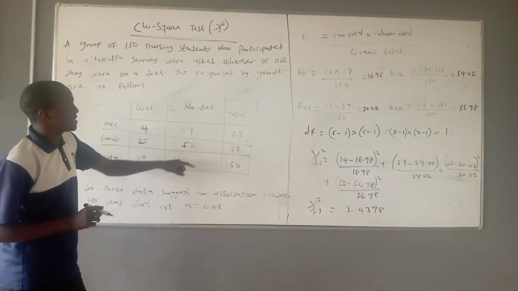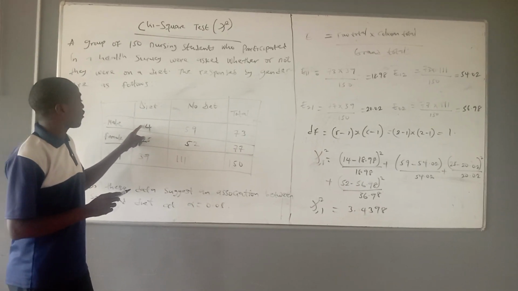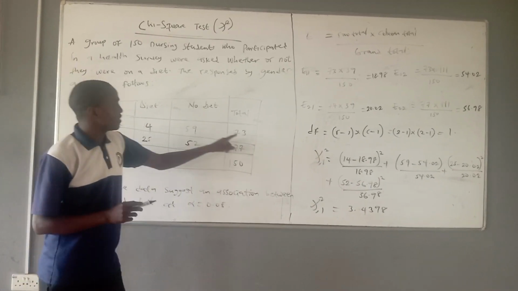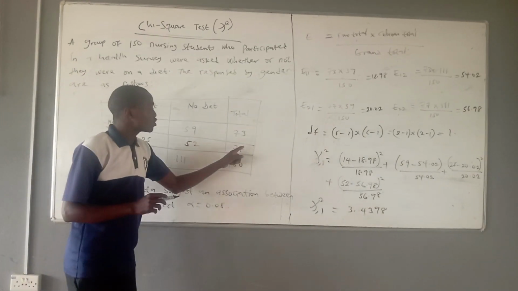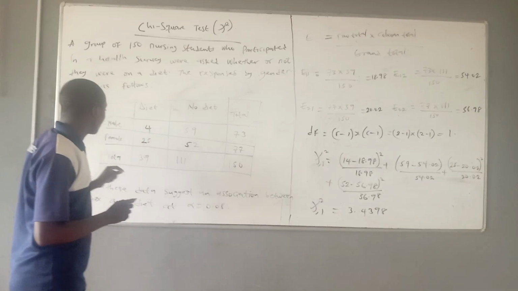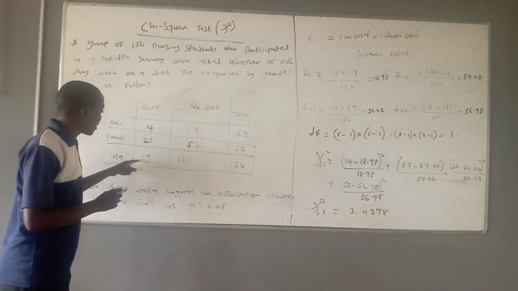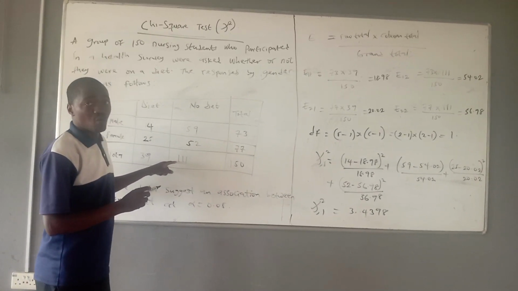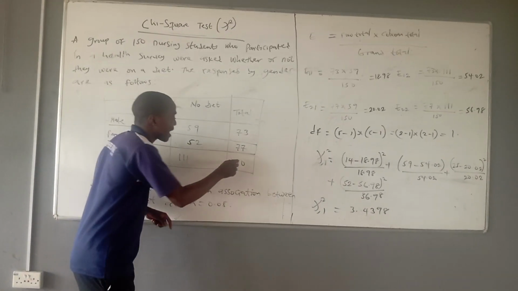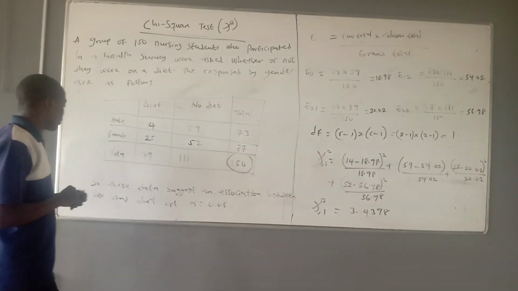Now, if we check the total sum of this, row wise, 14 plus 59 will give us 73. And then 25 plus 52, we are going to have 77. The same thing goes with the columns. If we sum this, 14 plus 25, we are going to have 39. 59 plus 52, we are going to have 111. Then the grand total, the sum of everything, is 150. Now this is not the question.